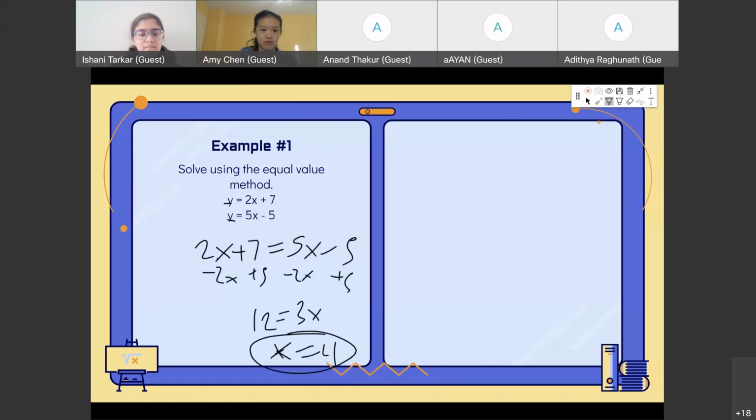So we have one variable already. So now we can solve for y. So let's just use the first one.